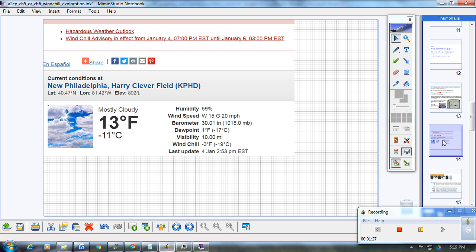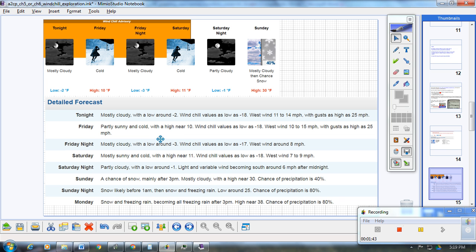So looking at today, whenever you left school, you were looking at mostly cloudy. We had 13 degrees Fahrenheit with a west wind gusting up to 20 miles per hour. And it felt like -3 degrees Fahrenheit. Boy, it felt cold, I know. Looking at the forecast for tonight, whoa, mostly cloudy with a low around -2 degrees. So that was the focus here.